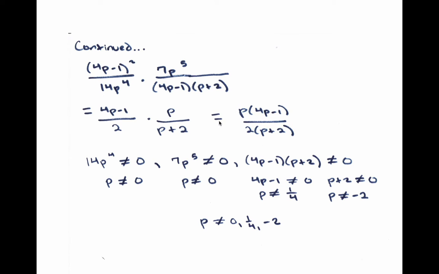So then now we're also going to look at what values of p can exist as a result of them being in the denominator. So we're going to set 14p to the fourth equal to 0, and we'll find that p cannot equal 0. We'll do the same with 7p to the fifth. That also can't equal 0, so p, once again, cannot equal 0. And then we're going to take what's in the denominator here and set that equal to 0 as well. So we'll have two separate factors that we'll set equal to 0. So we have 4p minus 1 cannot equal 0, so therefore p cannot equal 1/4, and then p plus 2 cannot equal 0, so p cannot equal -2. So then the restrictions we have are p cannot equal 0, 1/4, or -2.